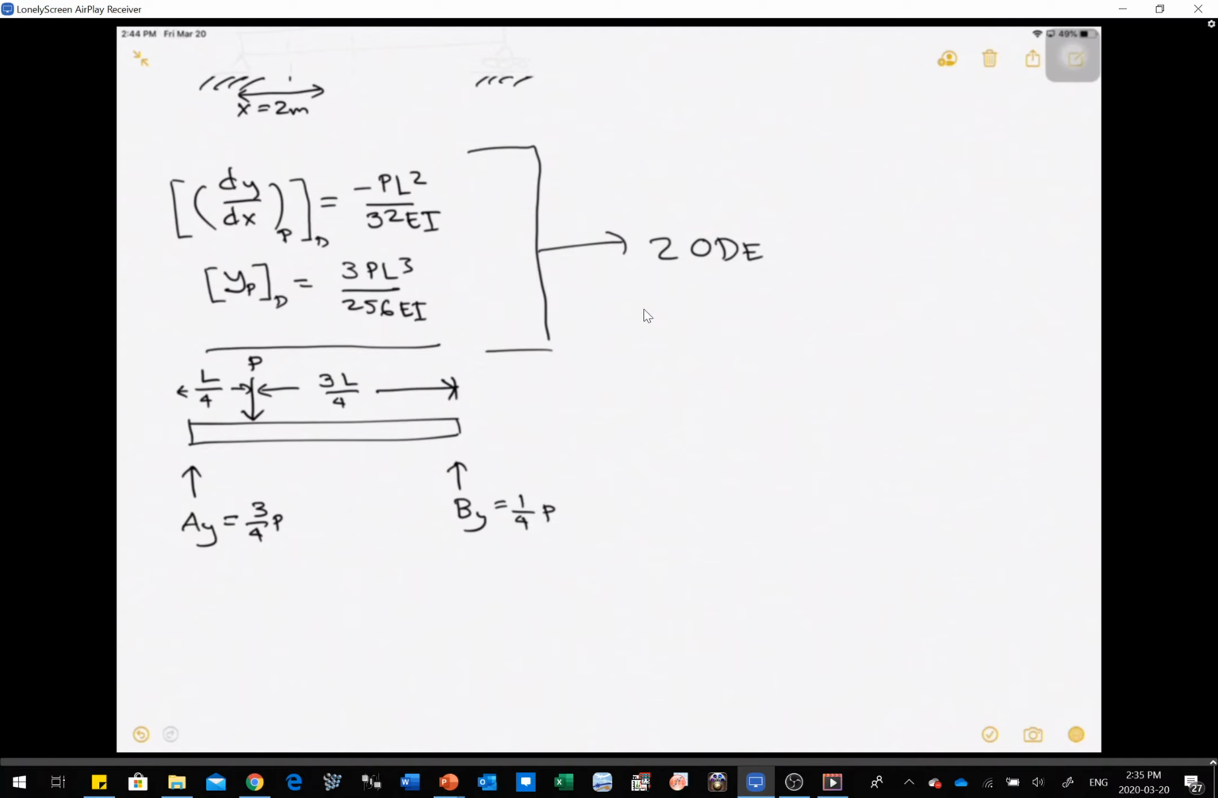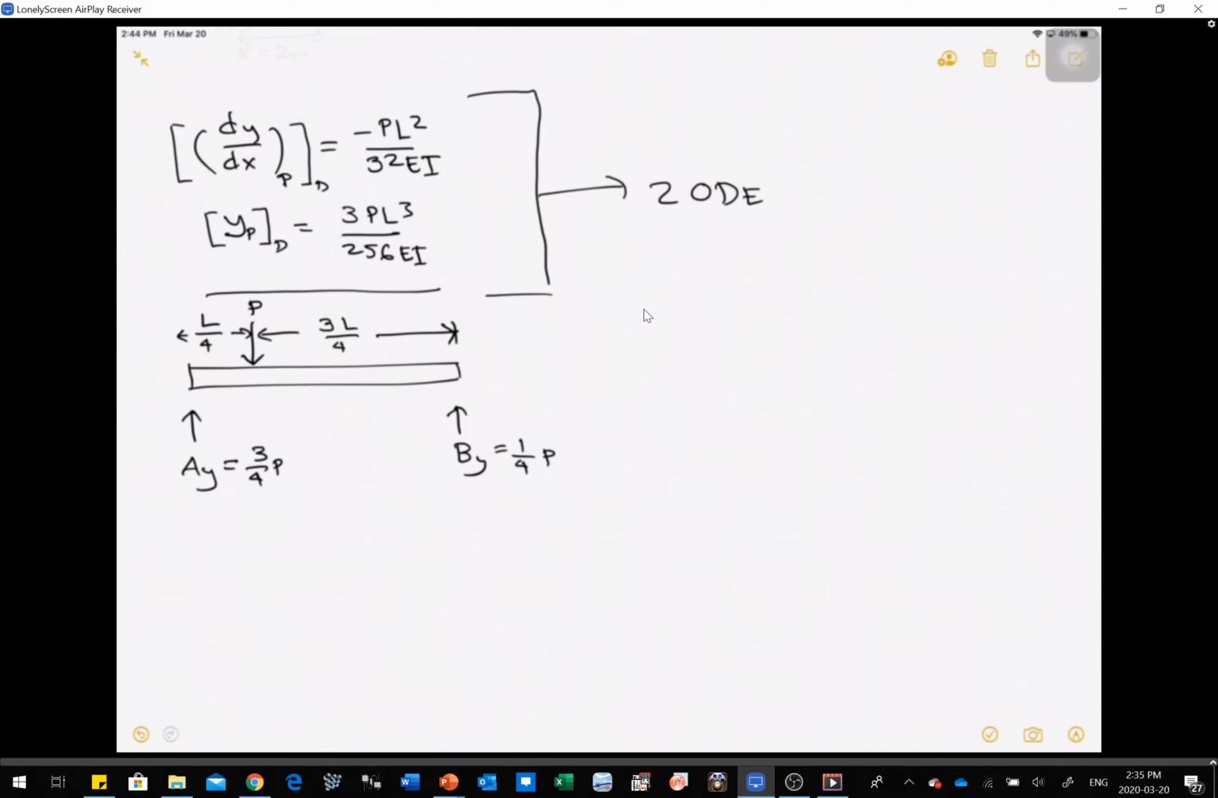Now for second order differential equation, remember that we have to cut our beam. The problem with this is once we cut our beam, let's say I'm going to cut somewhere here before my P, or I could also cut somewhere here, and that's a different story. If I cut using section 1 and section 2, I'm going to have a different moment equation as a function of x.